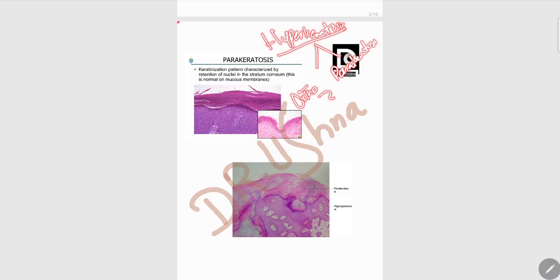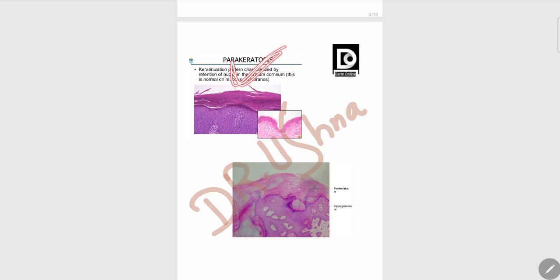The difference between ortho and para is only the nuclei. If your cells are retaining the nuclei, this is known as parakeratosis, and if the cells are devoid of nuclei, they are known as orthokeratosis. This is very important because in some histological slides you have ortho predominantly, some have para predominantly, and some have an alternating pattern of orthokeratosis and parakeratosis.